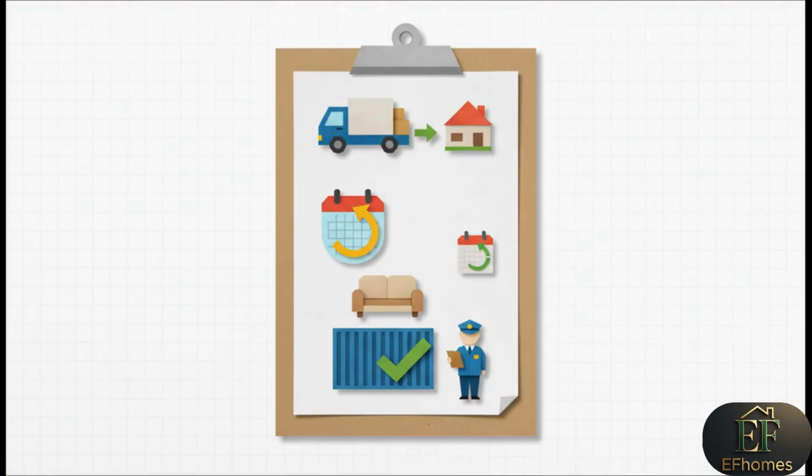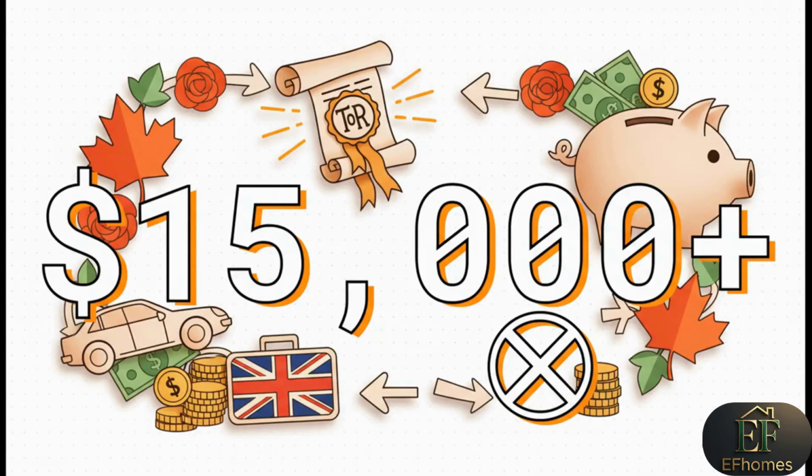Now, of course, there are some rules. You have to prove you're actually moving your main home. You need to have lived outside the new country for at least 12 months straight. And you have to have owned and used your stuff for at least 6 months before the move. This is basically to stop people from trying to use the system to import a bunch of brand new things tax-free.